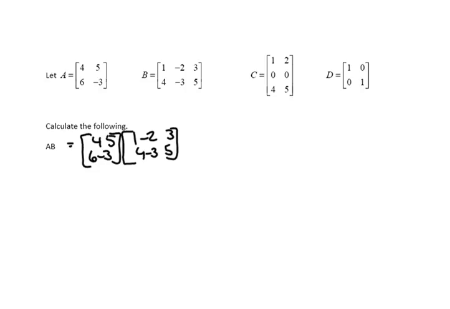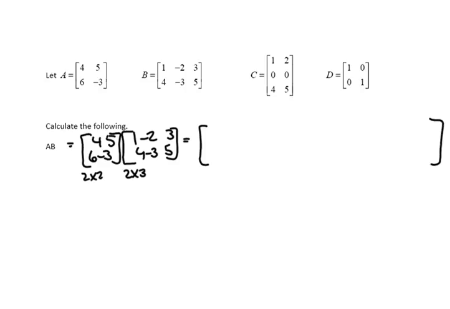Now, let's take a look at the 2 matrices. It's a 2 by 2 and a 2 by 3. So yes, I should be able to multiply them. And my final answer should be a 2 by 3 matrix. Okay, so then let's take a look and see what this is going to look like then.